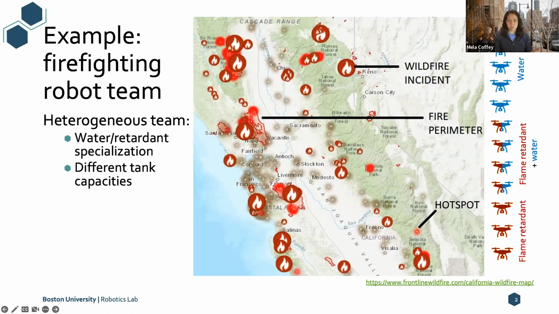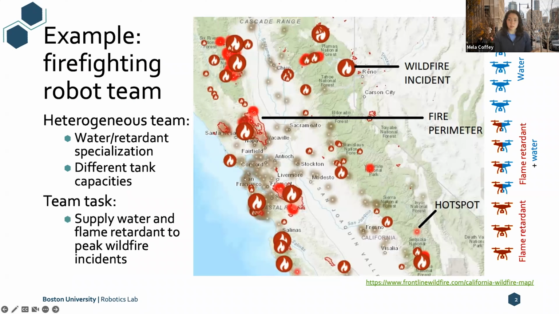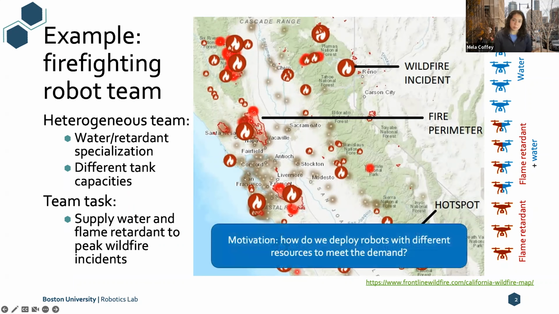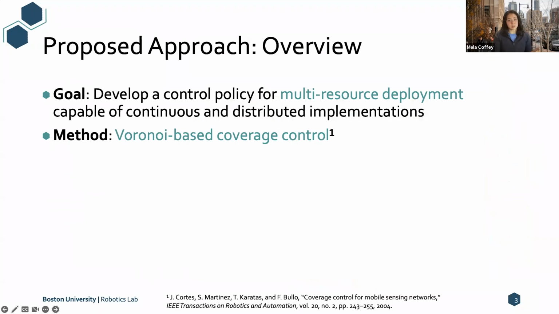So we have this heterogeneous team here, and the team is tasked with supplying these resources, the water and flame retardant, to different peak fire locations, and these are considered the demand. So the question becomes, how do we deploy robots with different resources to meet that demand? Our goal here is to develop a control policy for multi-resource deployment capable of continuous and distributed implementations.